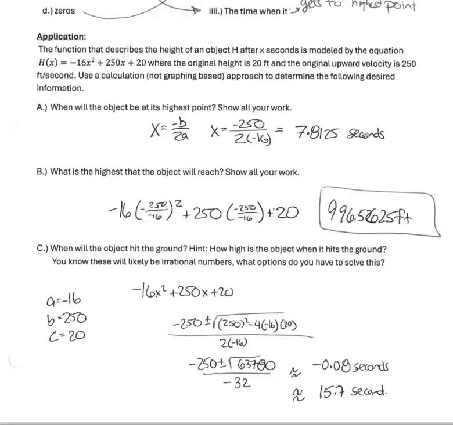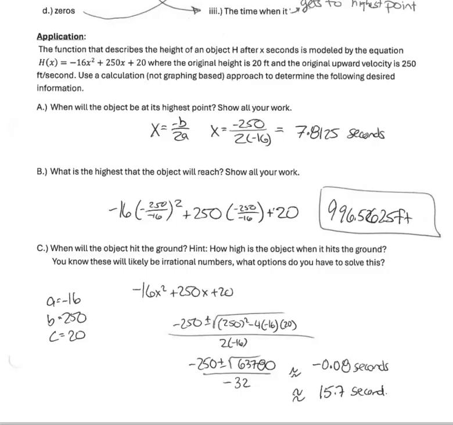The next says, when will the object hit the ground? Now, once again, if you had Desmos, you would just click on the x-intercepts, and it would tell you when it hits the ground. In this case, though, I asked you to do a computation-based way. So we know we can solve by factoring, by completing the square, or by square rooting. The thing here is I know that the answers are most likely not going to be pretty answers.